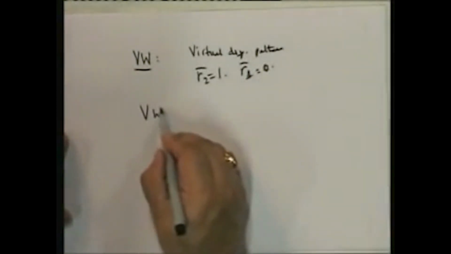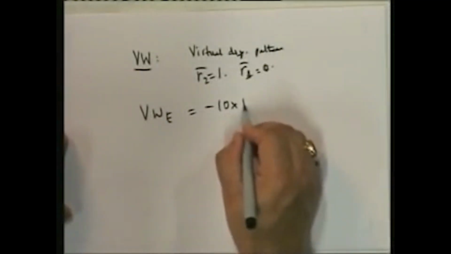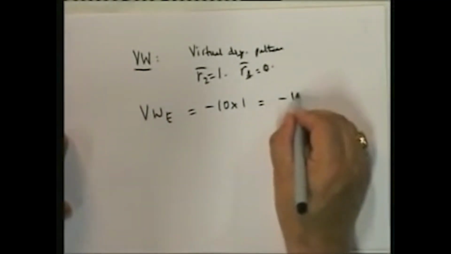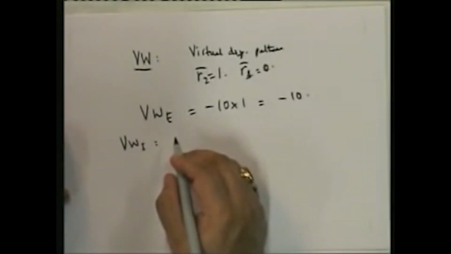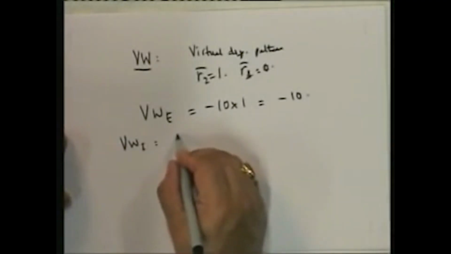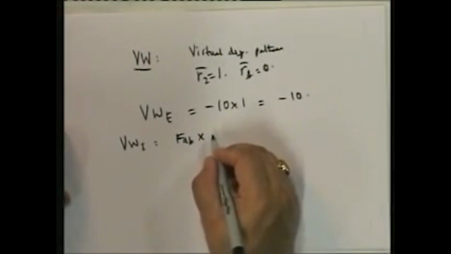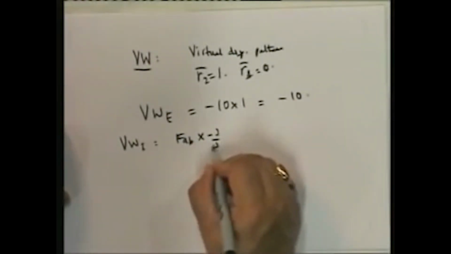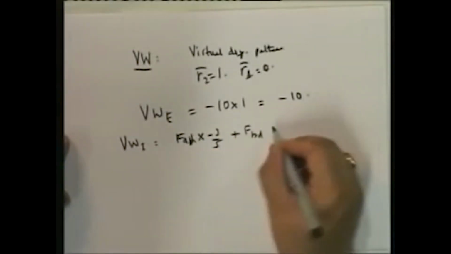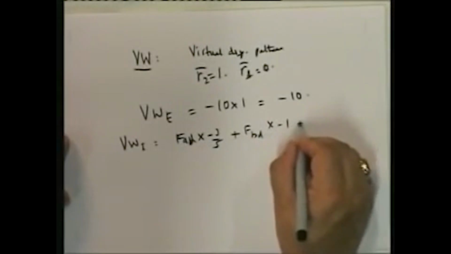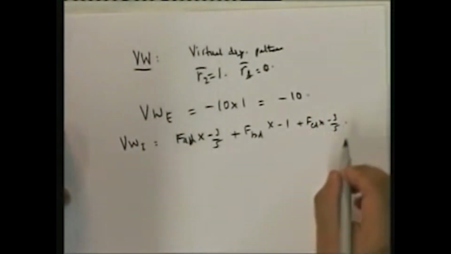In this particular case, the external work done is minus 10 into 1. So this is going to be minus 10. Internal virtual work is going to be equal to F_AD multiplied by R2, which is minus 3 by 5, plus F_BD multiplied by minus 1, plus F_CD multiplied by 3.